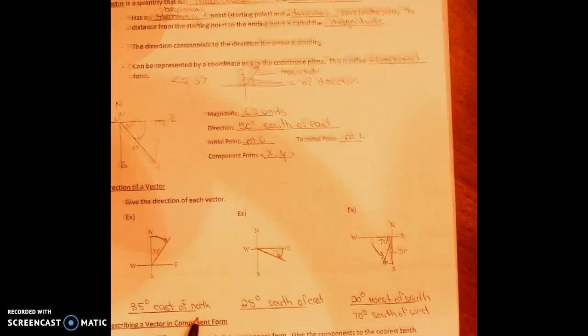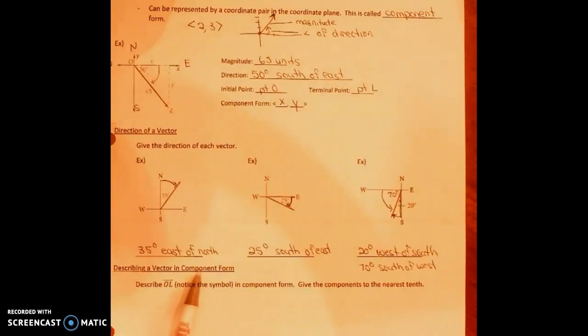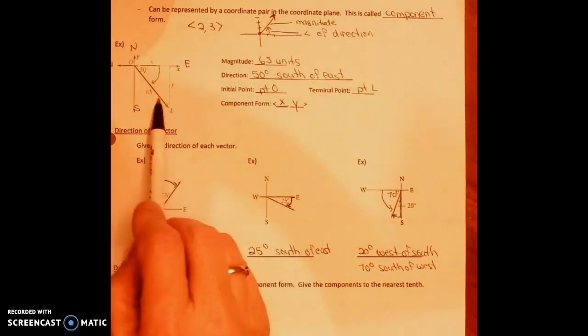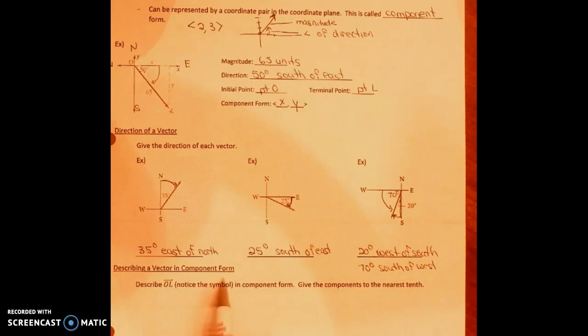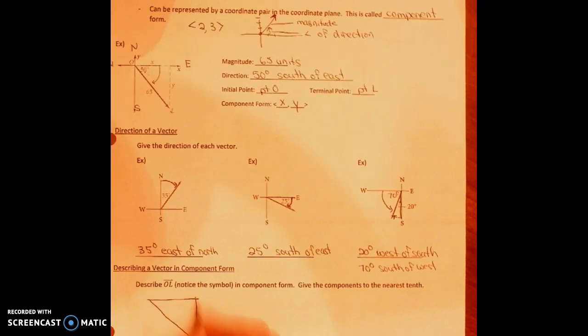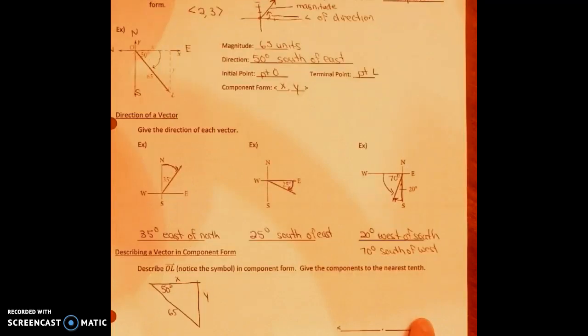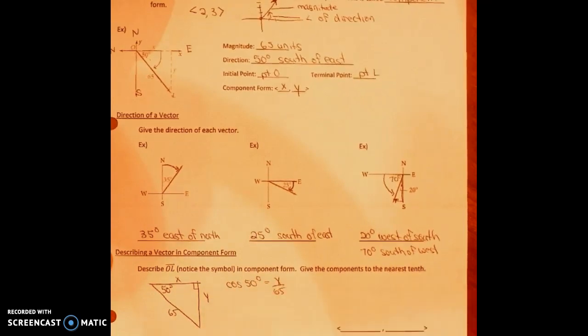The next piece we're going to talk about is how we express this vector in component form. So we're going back up to this example right here. If we're expressing it in component form, we want the x and the y. I'm going to pull out that triangle here. This is 50 degrees, this is x, this is y, and I have a magnitude of 65. Here's where the trig comes back into play. If I'm looking for this x value, notice that's adjacent over hypotenuse. So AH, we have the cosine of 50 degrees equals x over 65.